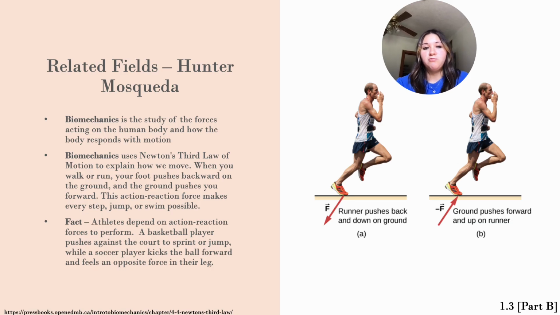Your arms and legs push water backward, and the water pushes your body forward, allowing you to glide through the pool. Athletes rely on this law constantly. A basketball player pushes against the court to sprint or jump higher. A soccer player kicks the ball forward and feels the equal and opposite reaction in their leg. Even in weightlifting, the barbell pushes down on the athlete's hand with the same force that they push upward. So biomechanics shows us that Newton's third law isn't just something in a textbook. It's what makes every movement possible, from the simplest step to world-class athletic performance.